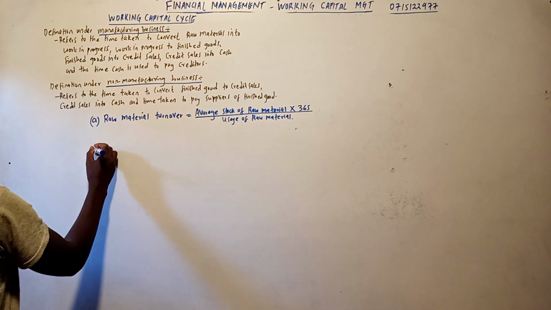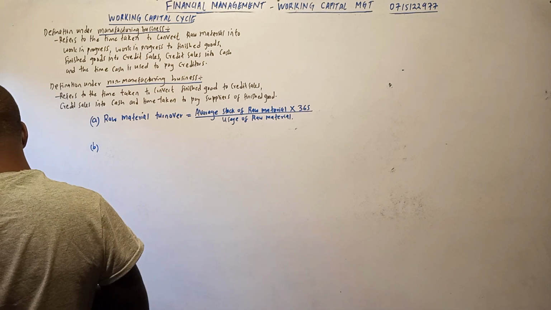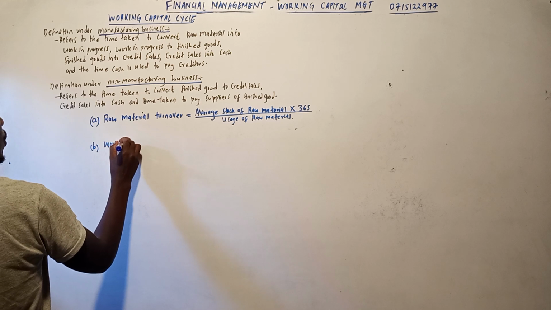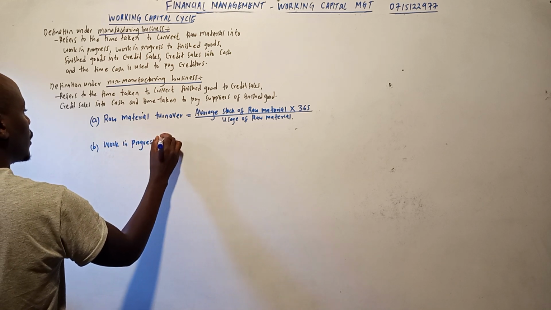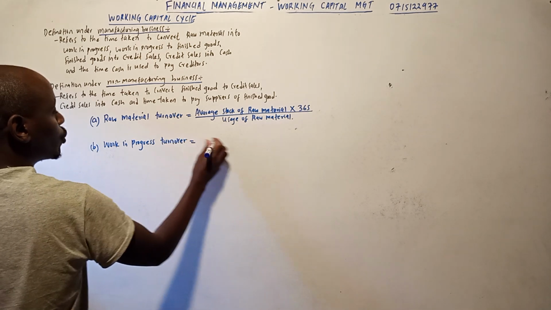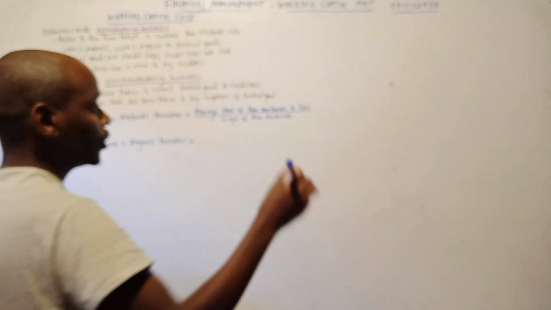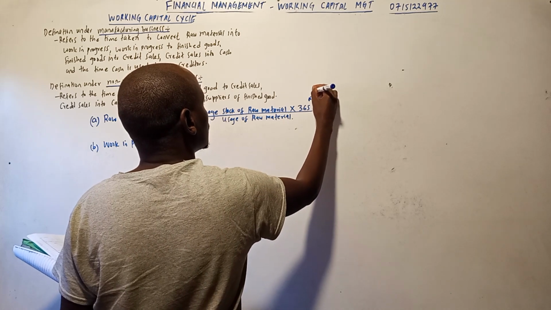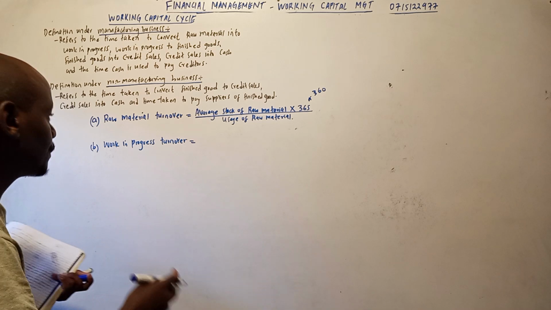Number B, we talk about work in progress turnover. Remember, in this case, it can be 365 or 360 depending on the question, the number of days in a year.